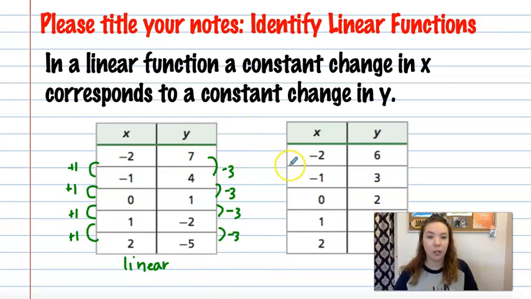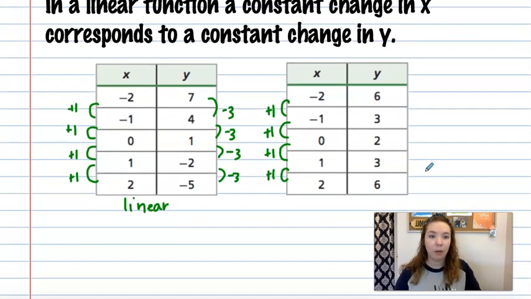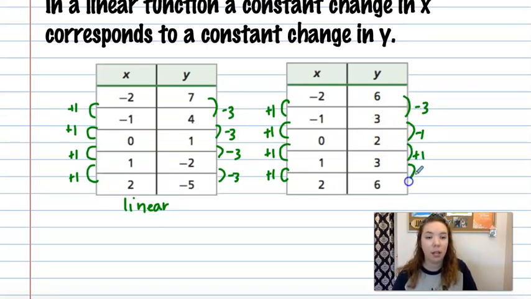So if I take a look at my x's on this one, it looks like it's doing the same thing where we're doing plus 1 each time. And you do have to check each one on your table. If we look at our y's here, it looks like I'm going down 3 and then down 1, up 1, and up 3. This is not constant. We would not consider that constant. So this is nonlinear. So this is still a function. None of our x's are the same, but it is not a line.